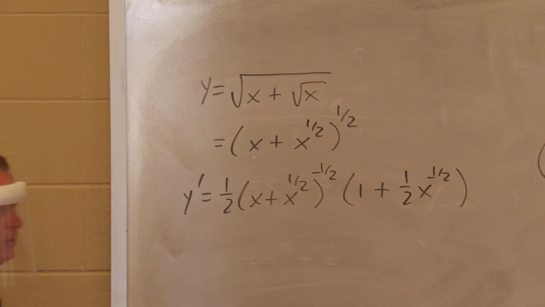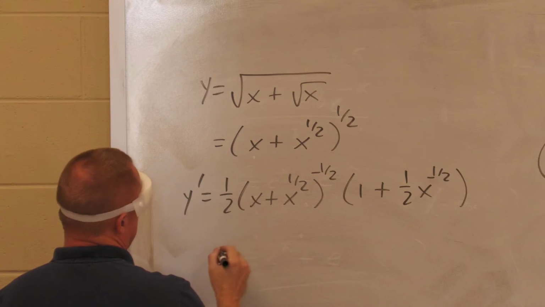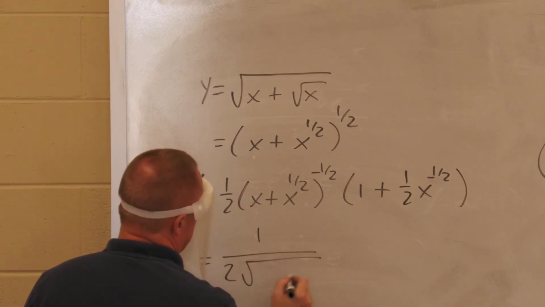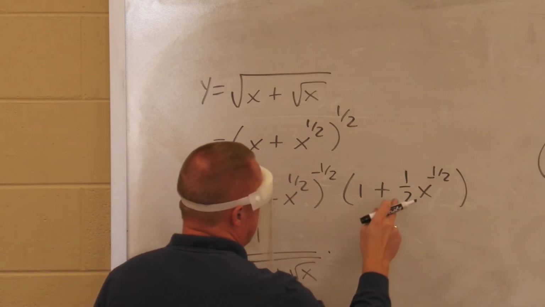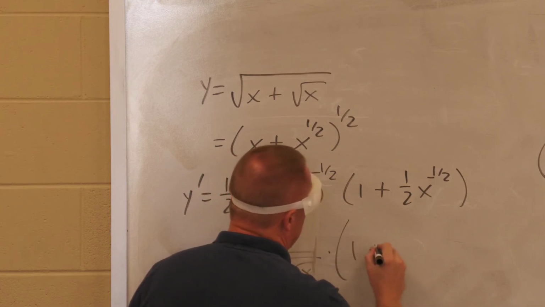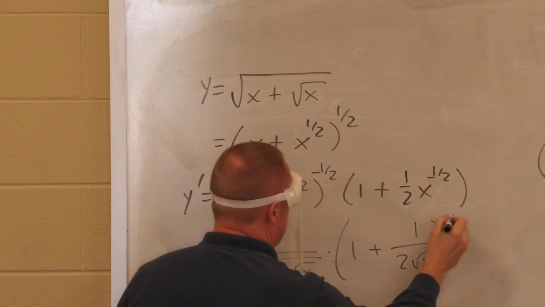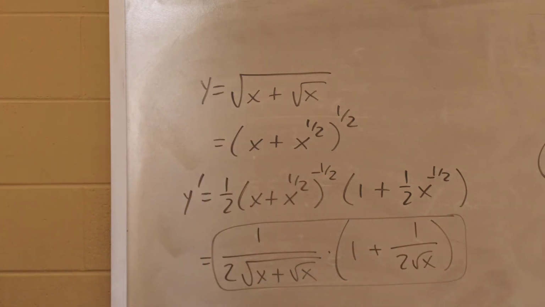So this is how I wrote the answer. This isn't bad. I just moved this to the bottom here with the 2. So I did 1 over 2 root x plus root x. Here I did 1 plus 1 over 2 root x, like that. And that's how I left the answer. So I would think that's how my math lab will be wanting that one, if that's a homework problem.